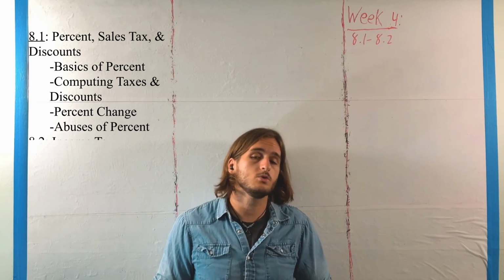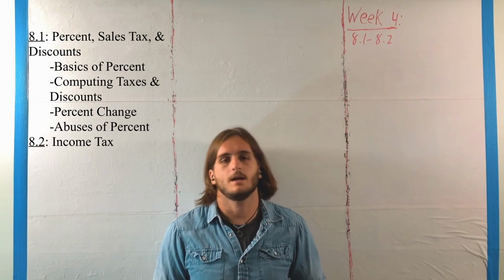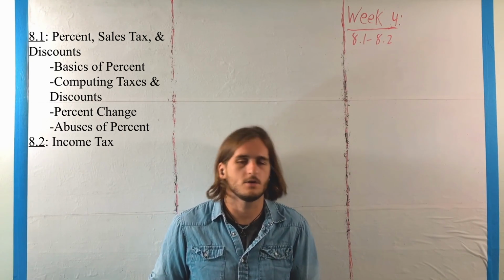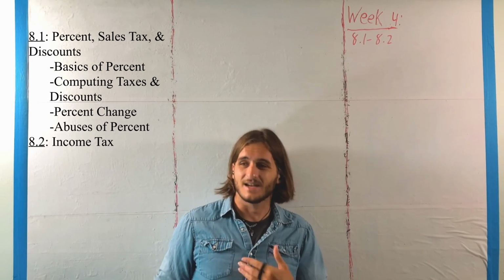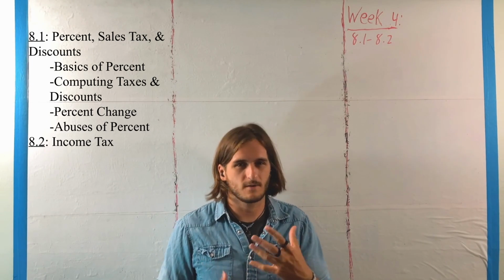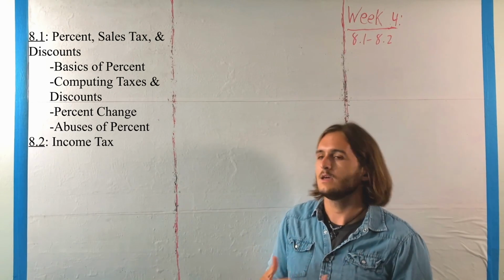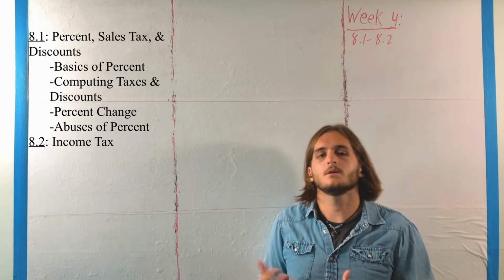And then for 8.2, we're getting into income taxes. And there's going to be a lot of stuff hidden here and there through the chapter that comes up with things like credit and different kinds of taxation and a whole lot of things that sort of build into each other nicely, where we're starting here with one of the big ones.